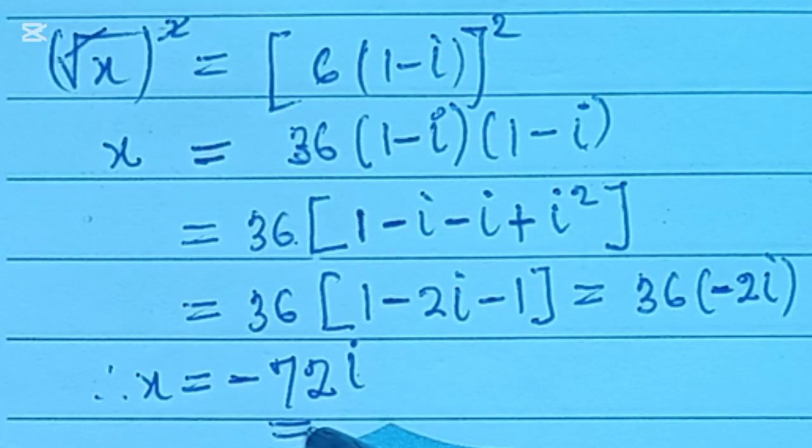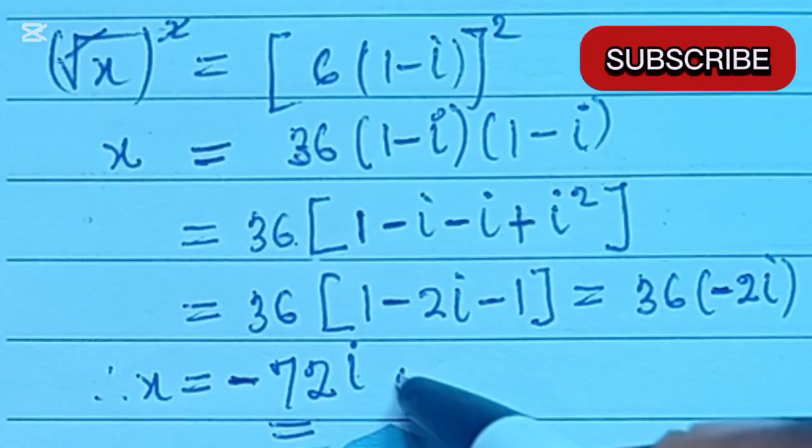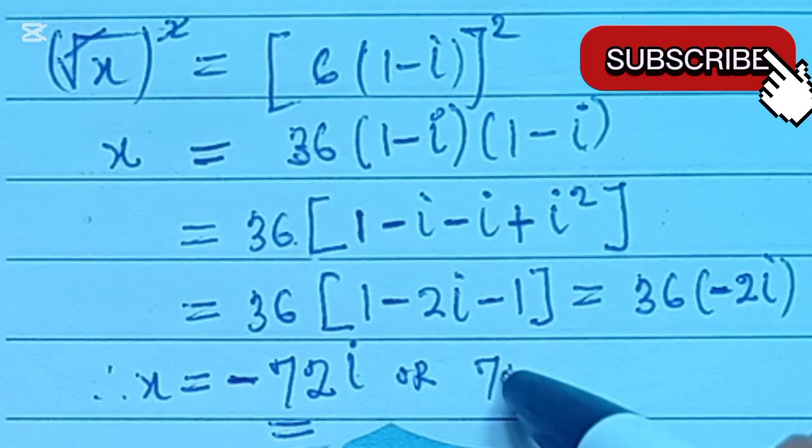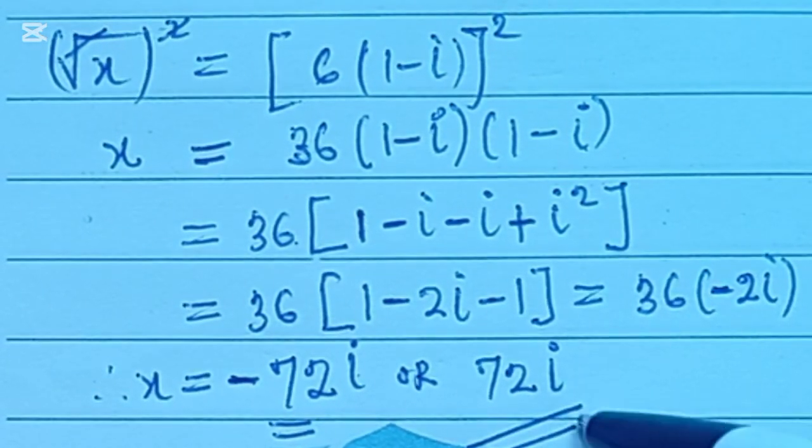That's our final answer. There are 2 values for x because of the square root. So if one is minus 72i, the second solution is going to be plus 72i. So these are the values of x for this expression.